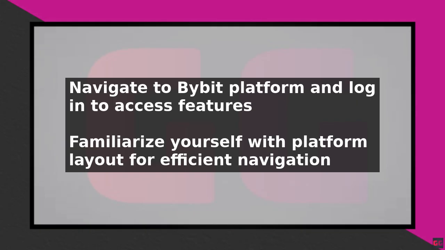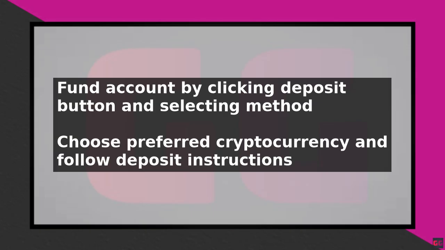After depositing funds, navigate to the trading interface where you can choose between spot trading, futures trading, and other trading options. Select the trading pair you are interested in and choose between a limit order or market order. A limit order allows you to set a specific price for buying or selling, while a market order executes the trade at the current market price.